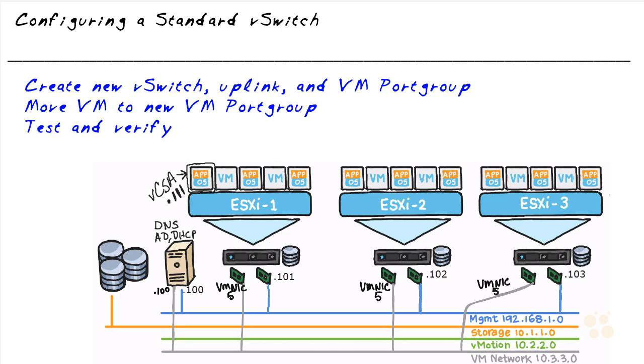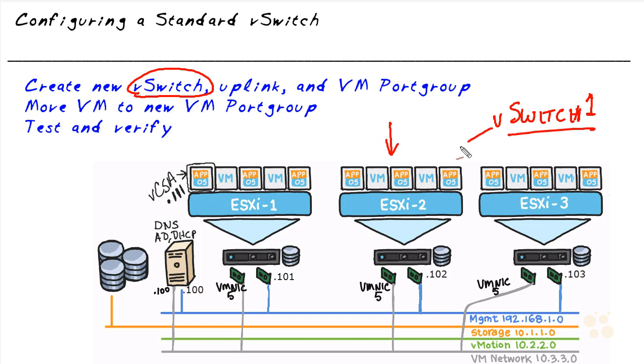So, leveraging what we learned together in our previous nugget on the vSwitch concepts, let's go ahead and create a brand new vSwitch on ESXi2. So, we already have vSwitch 0 that came by default. Let's go ahead and add a new vSwitch called vSwitch 1.